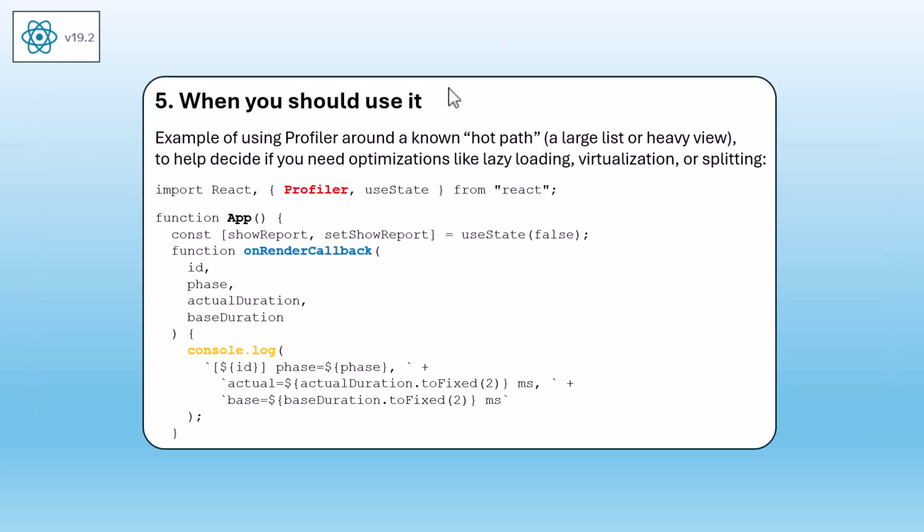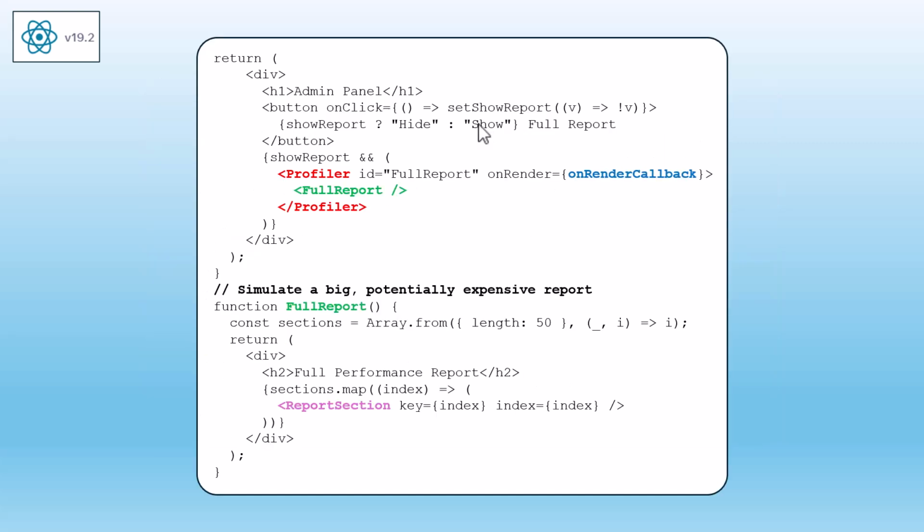5. When you should use it. You should consider using the profiler when your application begins to have many components, routes, or dynamic data, and you start noticing rendering slowdowns. You introduce logic or components that are potentially expensive, large lists, heavy operations, many nested components, and want to verify their impact.